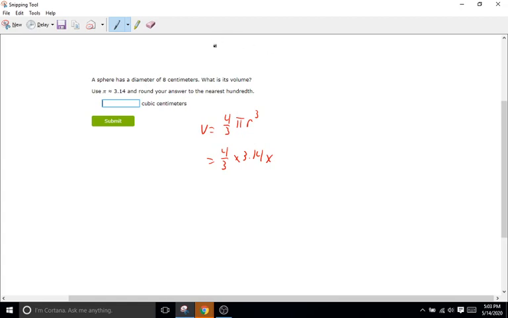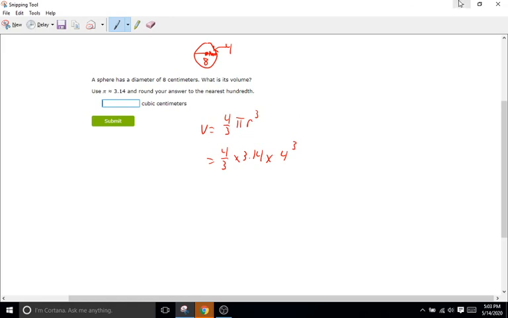So the diameter, again, is going to be 8, and the diameter is the length all the way through the circle, going through the center. So it's saying that entire thing is 8. The radius is just half. So what is half of 8? That's 4. So we're going to go 4 cubed, like this.